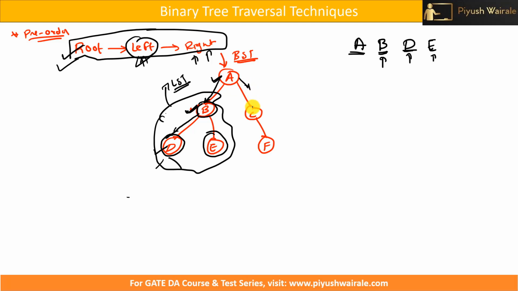If you observe for C, again I need to apply this particular thing: root, left, right. For node C, C is basically a root for F, and the left subtree is empty. So after E, I am going to explore C. I have visited the node C, and after that I am going to explore the left subtree, but I don't have any left subtree here. Then after that I am going to explore the right subtree. So that is basically F.